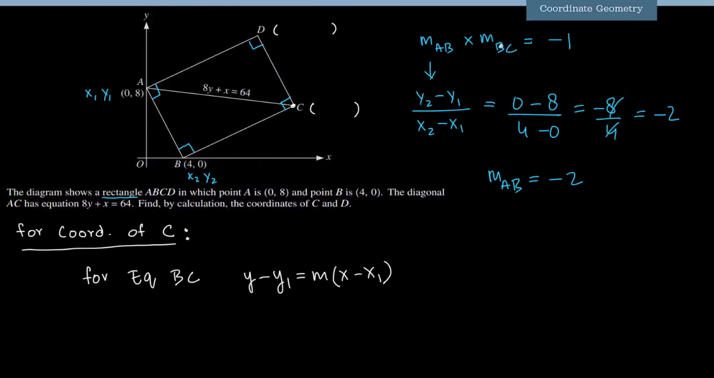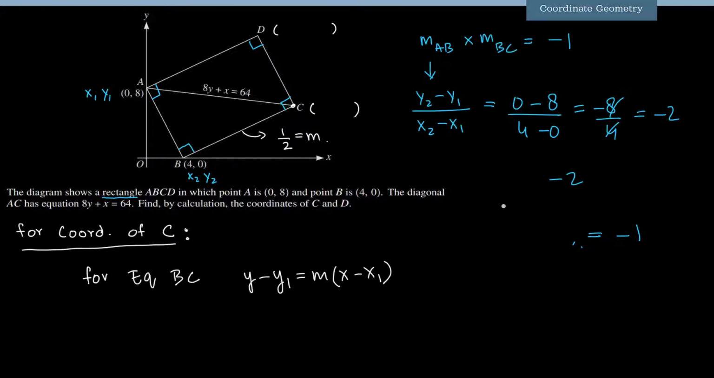So this would be equal to -2 times the gradient of line BC. It would be equal to -1. And dividing both sides by -2 would give me the gradient of line BC as +1/2. So the gradient of this line is 1/2.